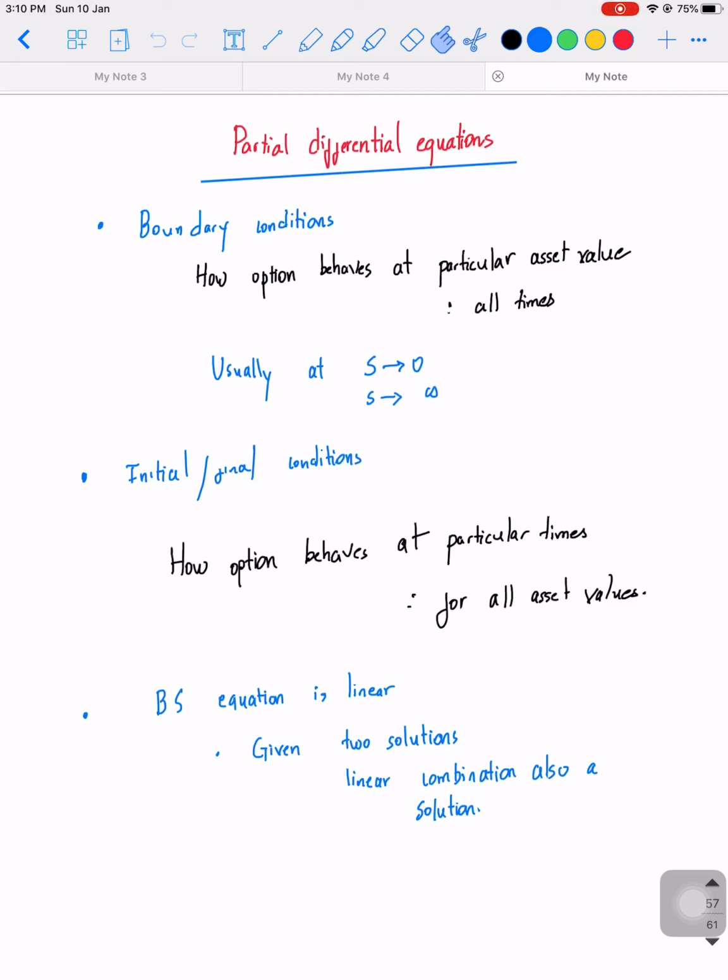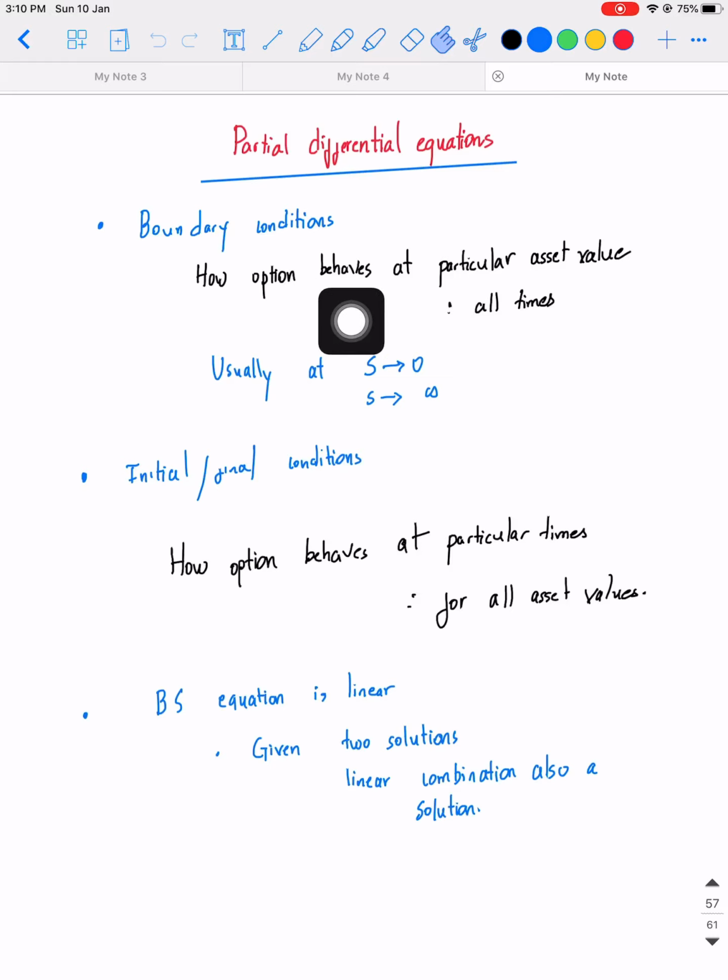Okay, so let us talk about partial differential equations. I think this is the stuff that we'll be using later in the lectures, and the tutorial problems are also going to be using this. So, partial differential equations, right?